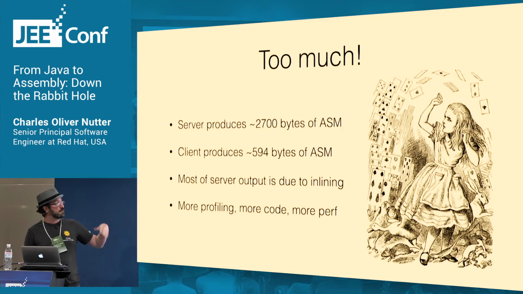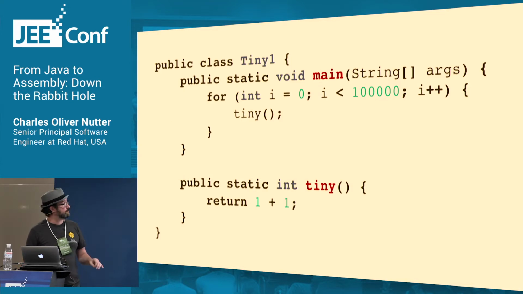In this case, for this example, the server compiler produces about 2,700 bytes of assembly. Lots of code, too much to read through. Even the less optimizing client compiler still produced almost 600 bytes of assembly. Now most of this output is due to all the inlining that happens. We're inlining print line, which inlines a bunch of I/O operations, which inlines a bunch of character manipulation. So all of that noises up our output, and it's hard to see an example here. So we'll go with a simpler example.